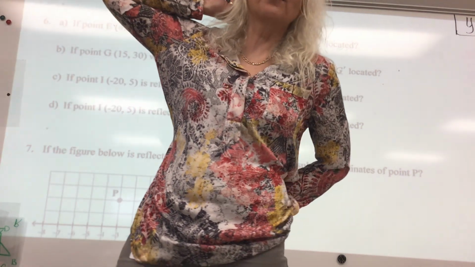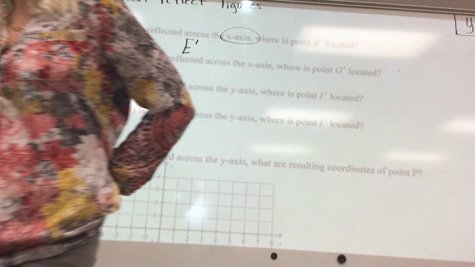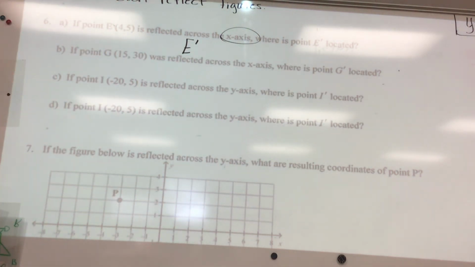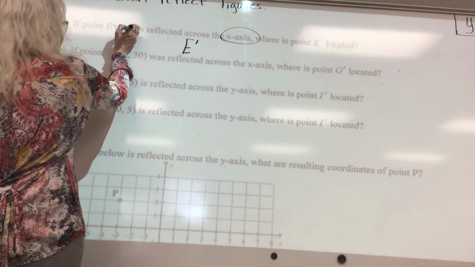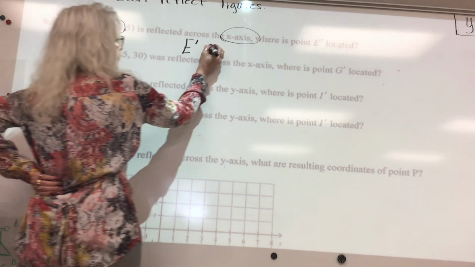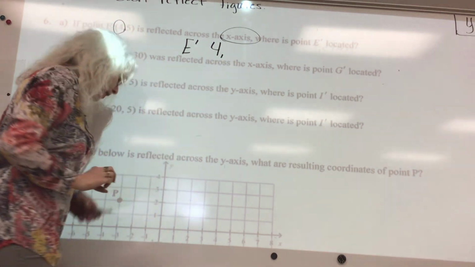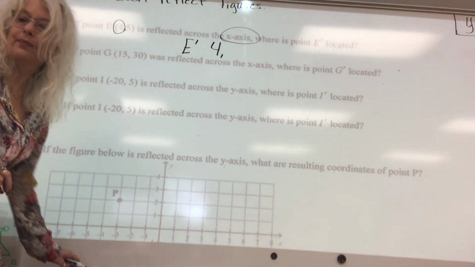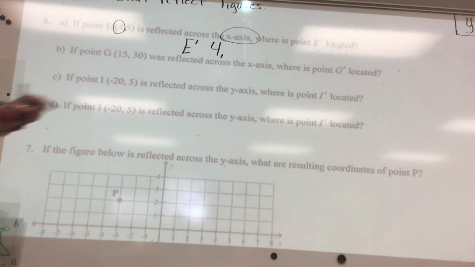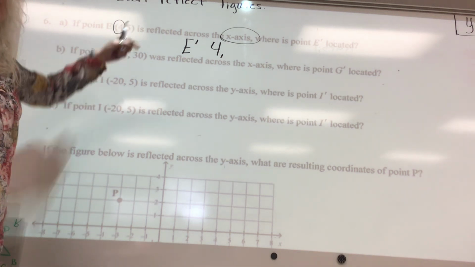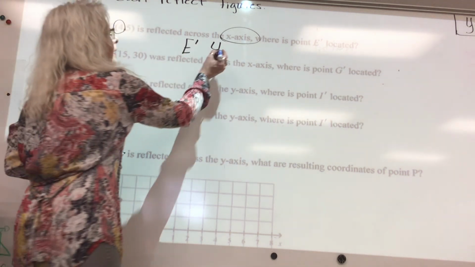When you reflect across the x-axis, which number stays the same, the x's or the y's? The x's. So the x is going to stay the same. What's going to happen to the y's? It's going to be the opposite. So this is positive 5. So what's the opposite of positive 5? Negative 5.